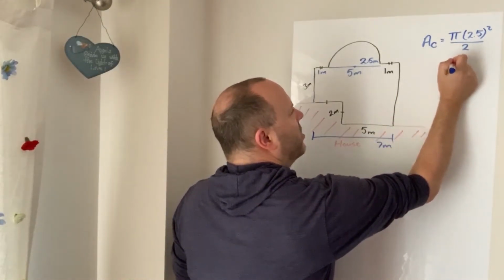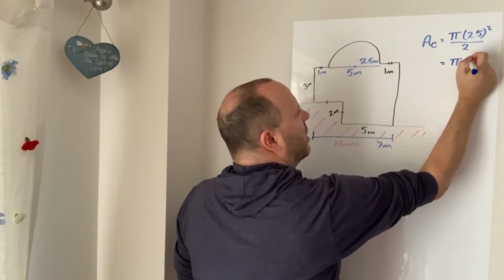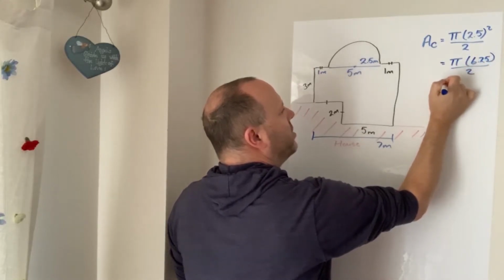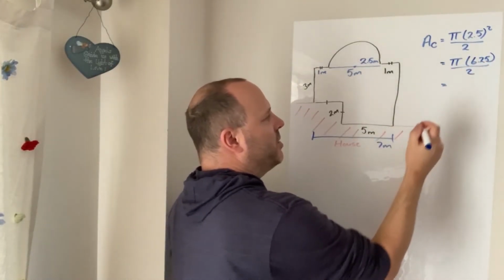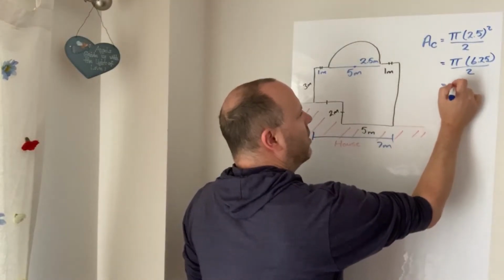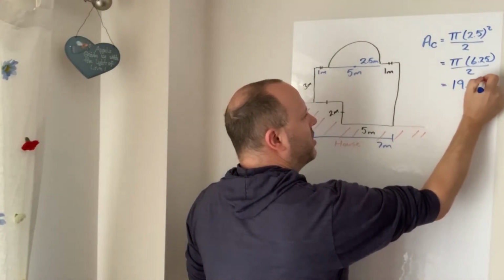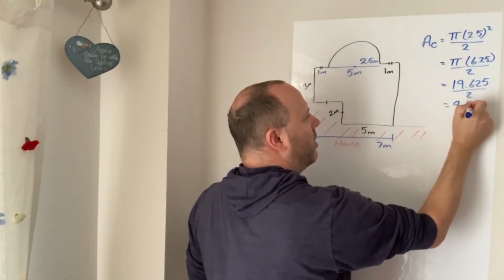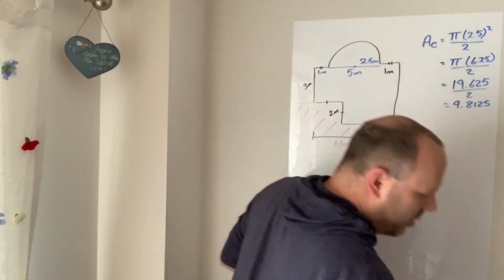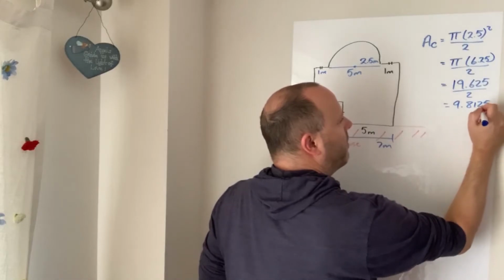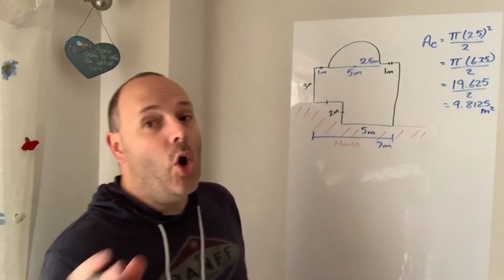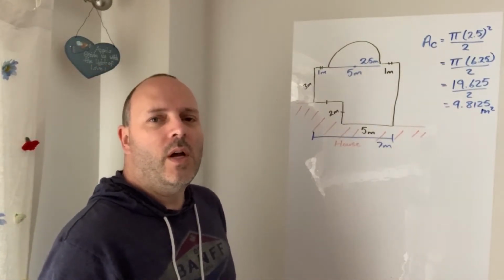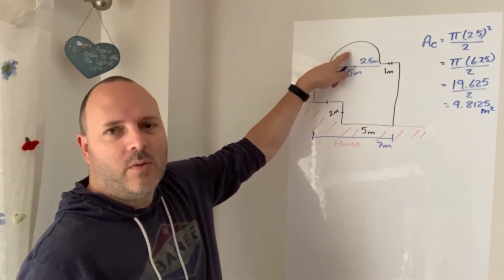Right? So that's pi times 6.25, all divided by 2. And pi times 6.25 is 19.625, divided by 2, which is 9.8125 meters squared. Okay, no, I'm obviously not doing that in my head. I calculated it before I recorded the video. Okay, so now I know the area for the semicircle part of the deck.